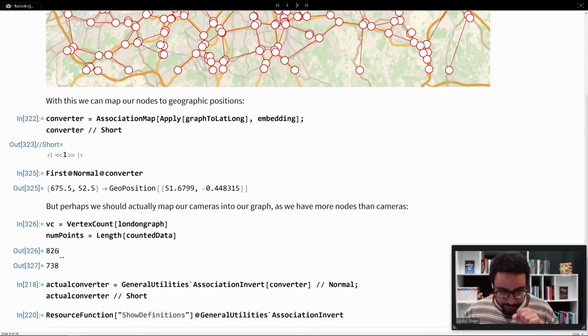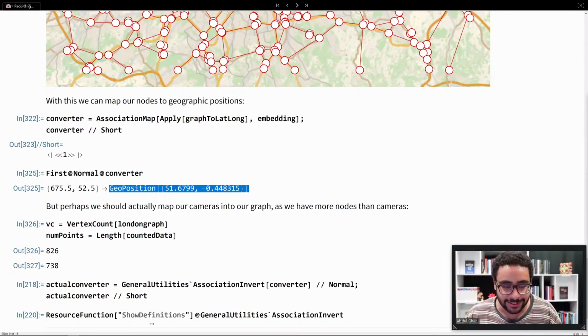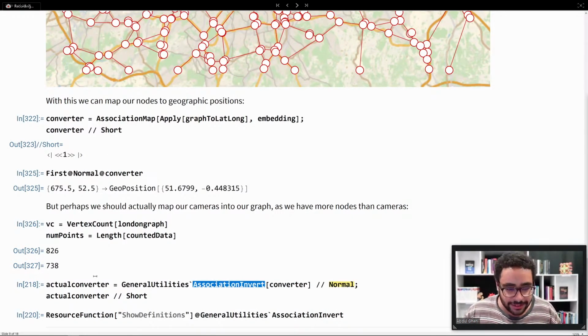So, what we're trying to do is squish our nodes into our cameras, when it would be more comfortable to expand our cameras into our nodes. We want this to be the other way around. Luckily, we don't have to do all that again. We can invert an association using this function. It's documented, I guess, but this function exists.